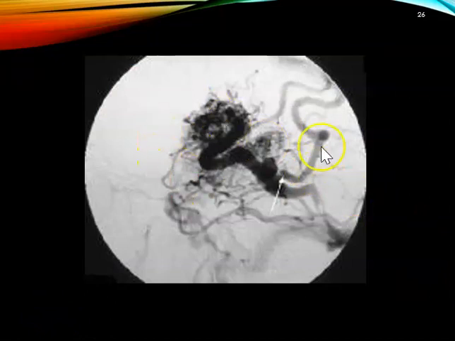And this is an example of one that's a hemorrhagic. So we see a blood vessel that has ruptured in this area, and there's blood in the surrounding tissues. This type is going to be the most fatal type.